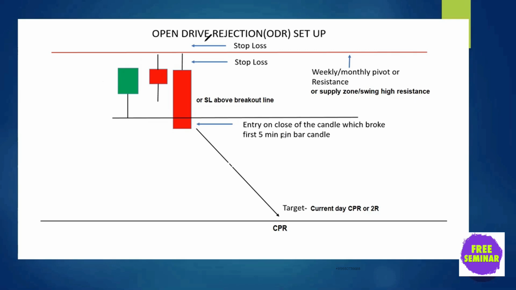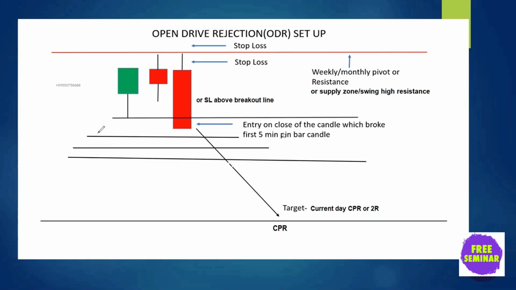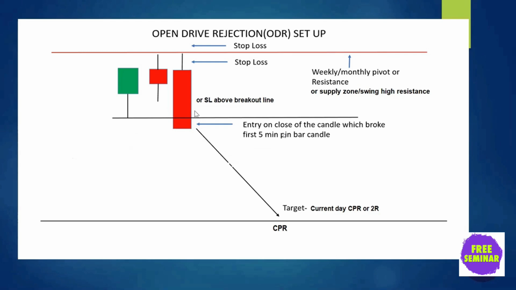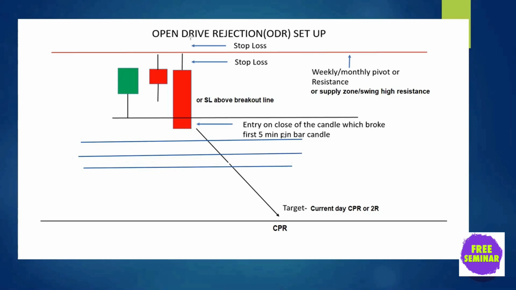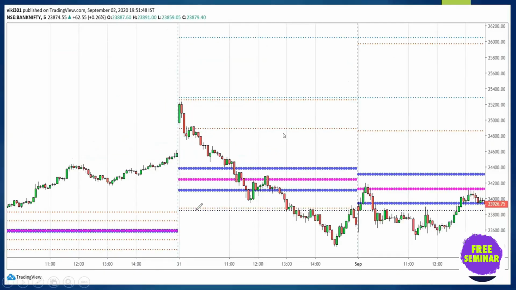Sometimes it may happen that below that breakout candle there can be the previous day high as a support, or there can be a daily pivot, or a weekly pivot. You can ignore all these supports. Why? Because this is a very powerful pattern, ODR, open drive rejection. Most of the time it can break everything. The only time you should not take the trade is if, after the breakout, there is immediately a CPR below it. Then don't short.